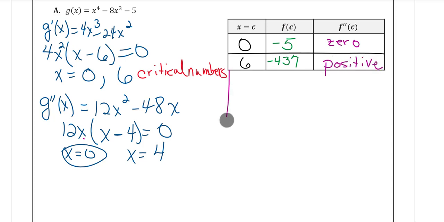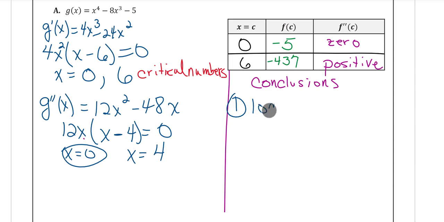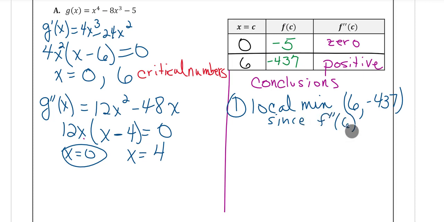All right, so in this case, what we find out are conclusions. Our first, we have a local minimum at 0, comma, well, I'm sorry, our minimum's at 6, comma, negative 437, and the reason for that is that our second derivative is greater than 0, so that would mean our function is concave up. Oh, this is actually g.